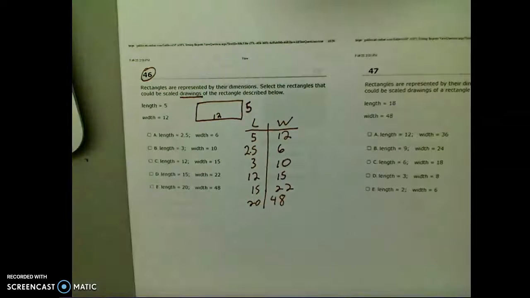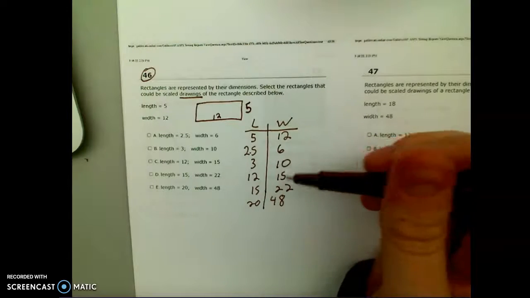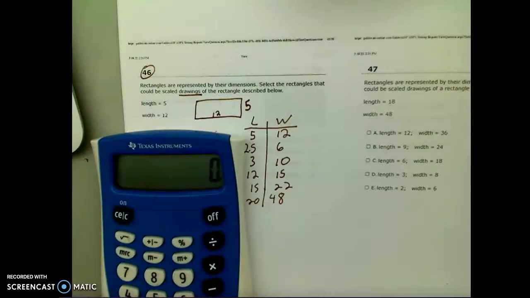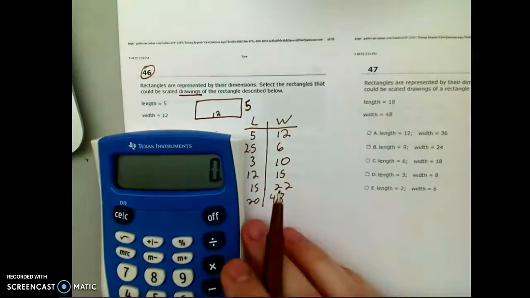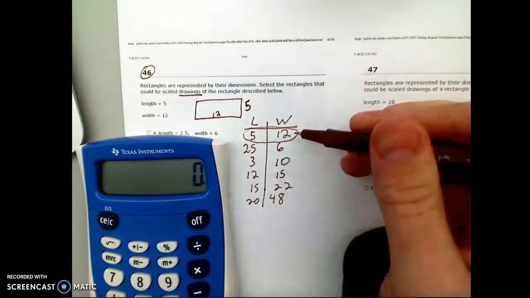Now you're saying, why are you doing this, Miss Jones? Because scaled drawings are proportional to each other. So I want to go through here and check by dividing, and all of the ones that are the same, those are all proportional. They are scaled drawings. So I'm going to grab my calculator and do some dividing. Now, the first one, this is our example problem. This is our rectangle we drew.